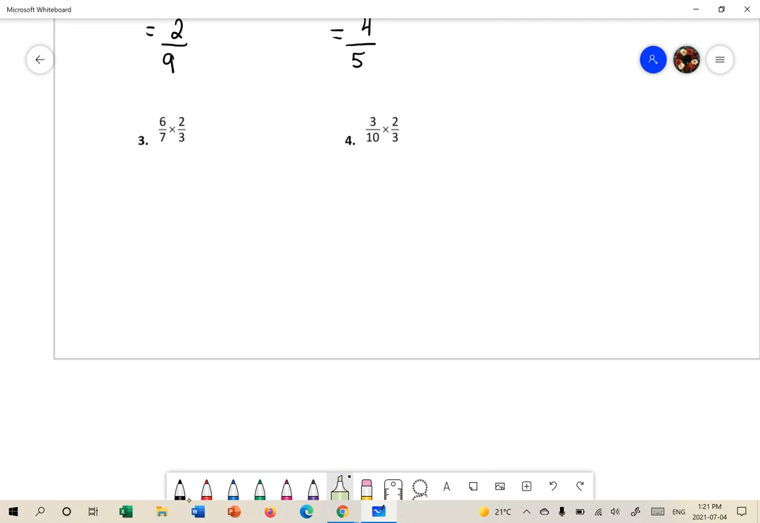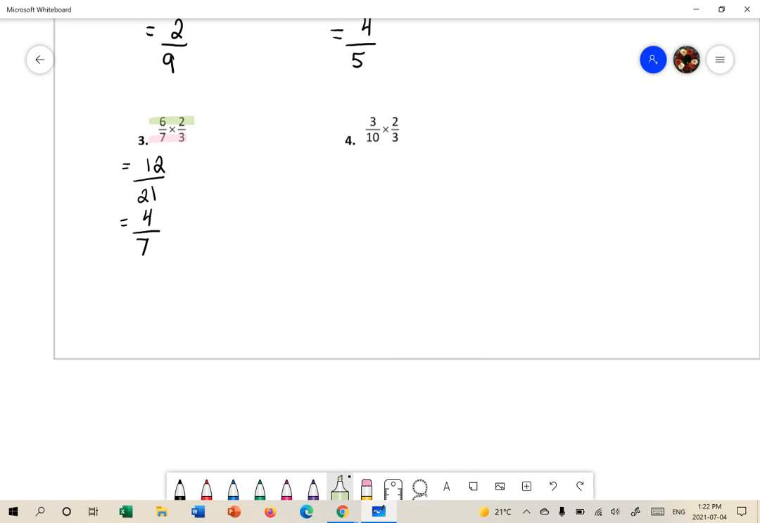Question 3, I'm going to multiply my numerators together and then my denominators together. 2 times 6 is 12. 7 times 3 is 21. And we can divide both numerator and denominator by 3. 12 divided by 3 is 4. 21 divided by 3 is 7.